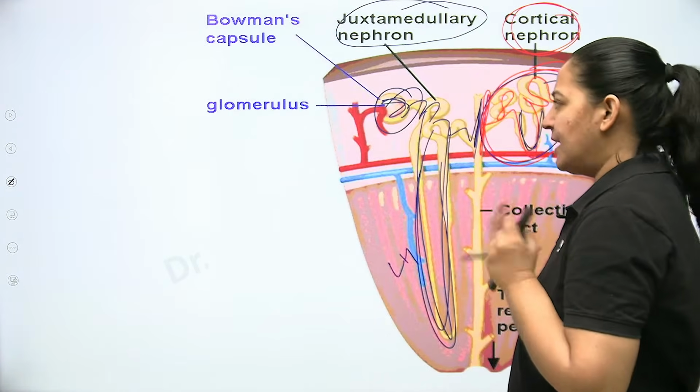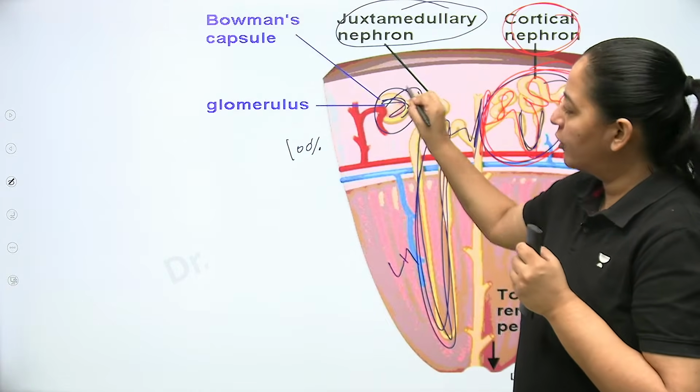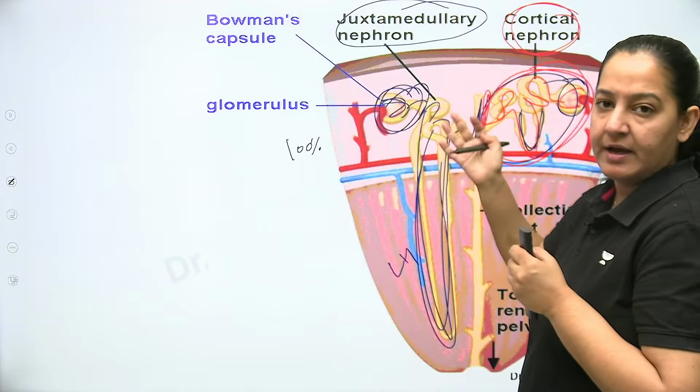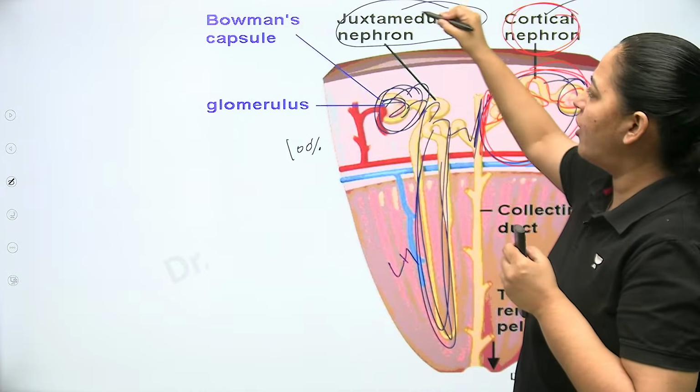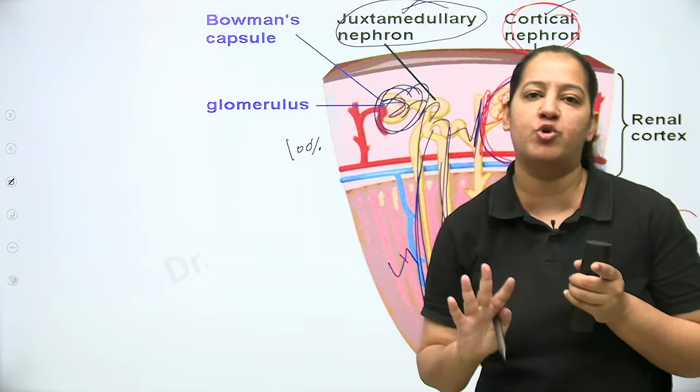So basically, the summary is that in all the nephrons, 100% of the nephrons, the glomerulus lies in the cortex only. Whether the nephron is cortical or whether the nephron is juxtamedullary, the glomerulus is always in the cortex of the kidney.